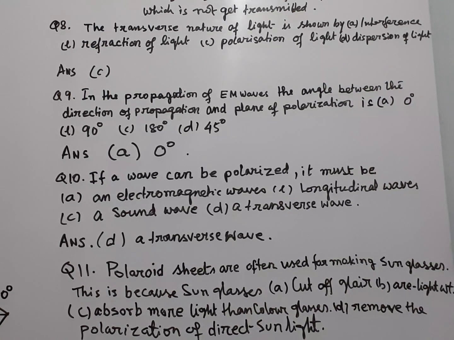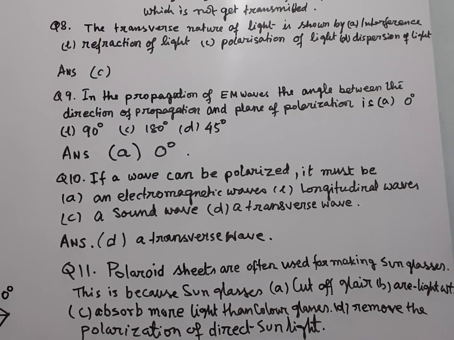Next question, 10. If a wave can polarize, it must be an electromagnetic wave, longitudinal wave, sound waves, or transverse wave. Definitely a transverse wave. That is the basic requirement. That is question number 11.